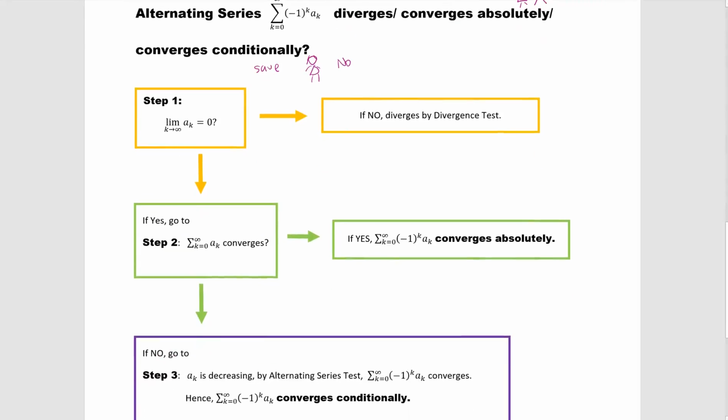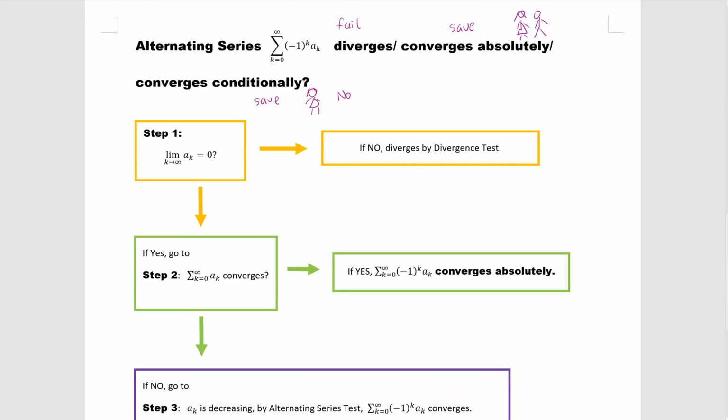Step 2. You can see this is an alternating series, so step 2 is you forget about the alternating sign, forget about the (-1) to the k. So this series has all positive terms. Does this series converge? Here you use the techniques we learned on the last page. Is it a special series? Can you use the integral test? Can you use the ratio, root, and limit comparison tests?